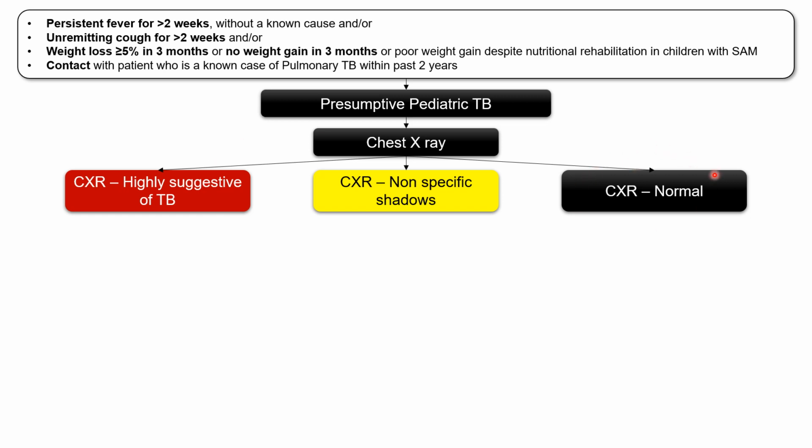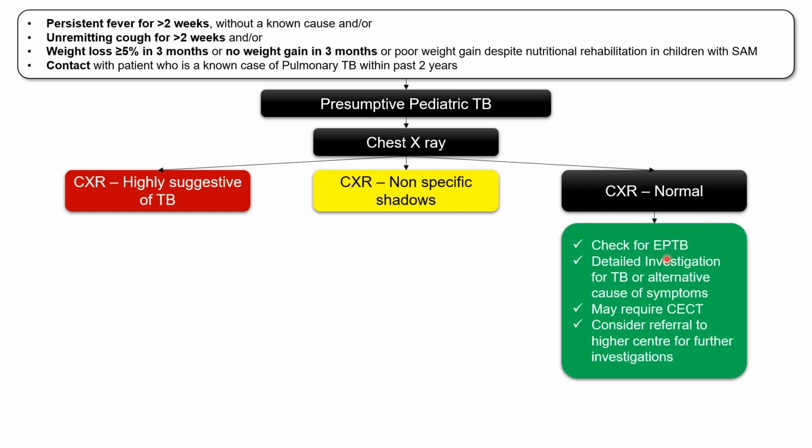If the chest x-ray is normal, think about this scenario. The child is a case of presumptive pediatric tuberculosis. That means we are suspecting that Mycobacterium tuberculosis is present in this patient, but the chest x-ray is normal. So what can be the possibility? The possibility is that the Mycobacterium tuberculosis is lying elsewhere, not in the chest. So what is that called? That is called extrapulmonary tuberculosis. So we have to check for extrapulmonary tuberculosis.